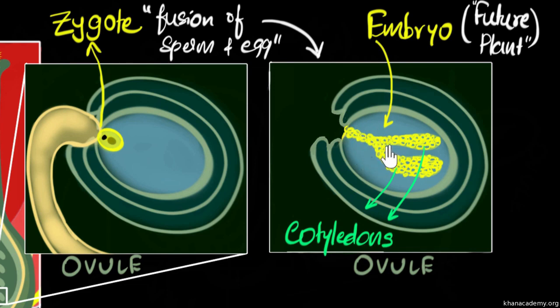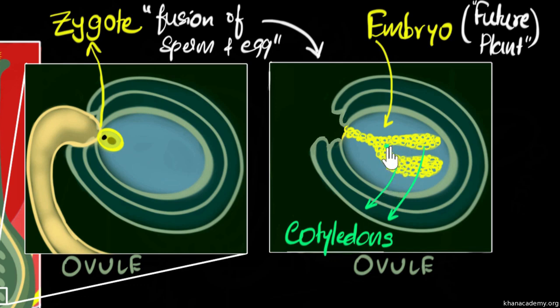And then you can see this part over here. And of course, over here, I have drawn two cotyledons, but not all plants will have two cotyledons. Some will have two, which is called dicots, and some plants will have just one cotyledon. We call them monocots. You may have learned about that previously.